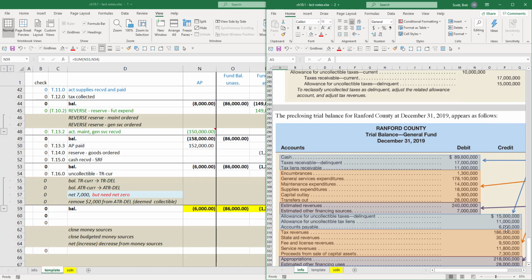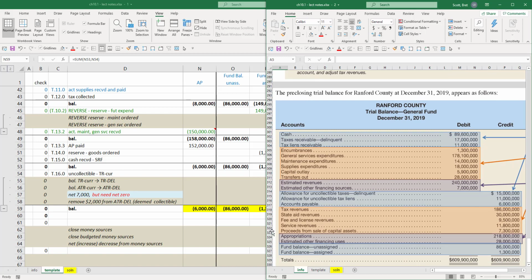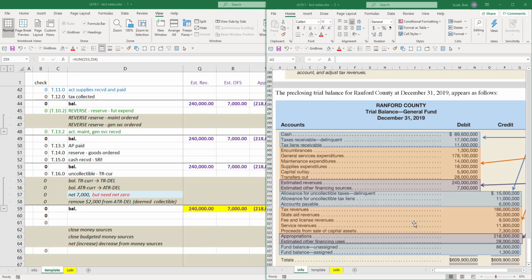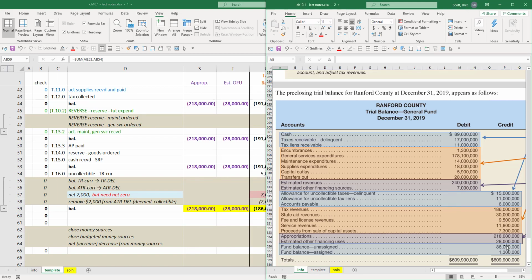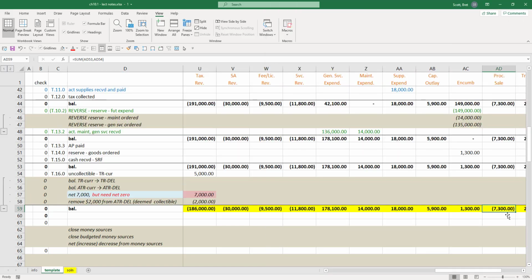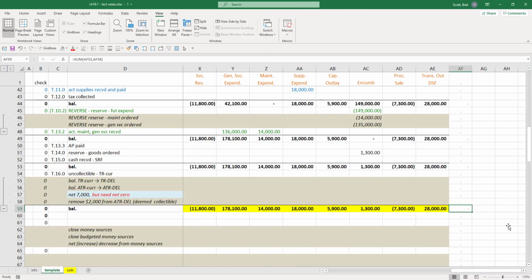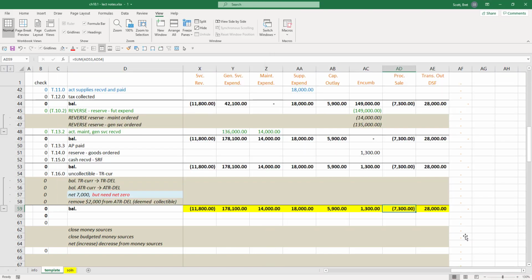Where are those? There's the 6 million accounts payable, and then there's the 86 and the 1.3. Cool. What about the budgeted accounts? Those accounts are in there. There's the 240, there's the 7. 218 and 28, those are still right there. Nothing's changed there. Actual revenues during the year: 186, 30, 9.5, 11.8, and there's that 7.3 right there for the proceeds from the sale of the capital assets.